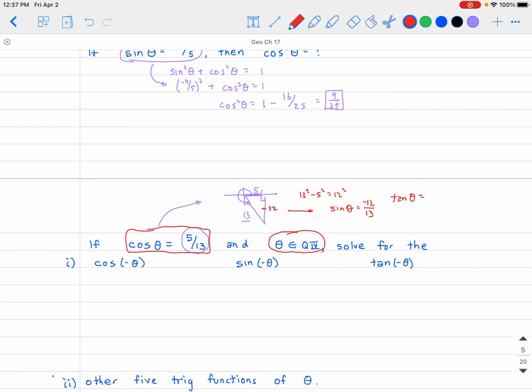The only ones that can be positive or negative would be the legs. So it could be either x or y in this case. So that's the tricky part, and that's the reason why we're given that theta is in quadrant 4.